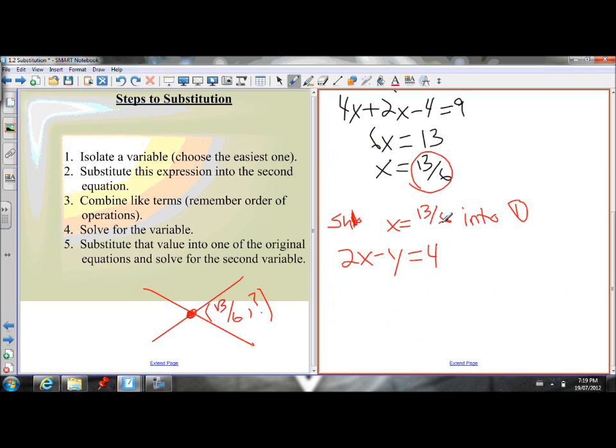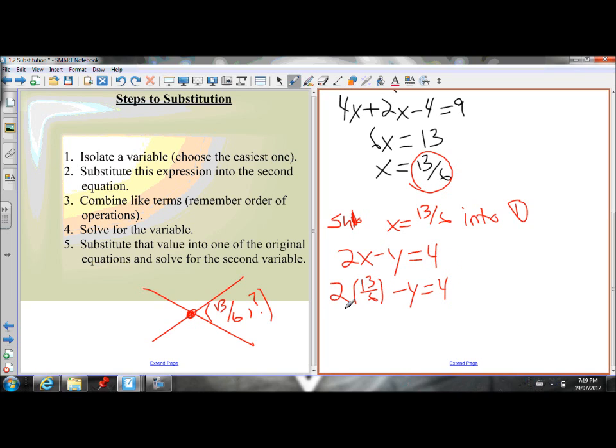I'm now going to replace x with 13 over 6 because I know that is what x is equal to. That's where those two lines are going to intersect, and I'll be able to determine what the y value where they intersect is. Okay, 2 times 13 over 6 minus y equals 4.